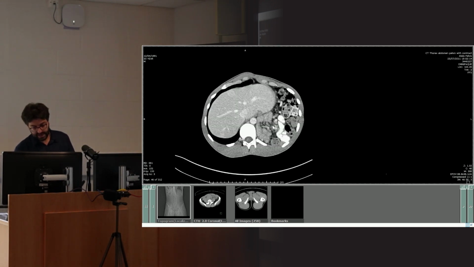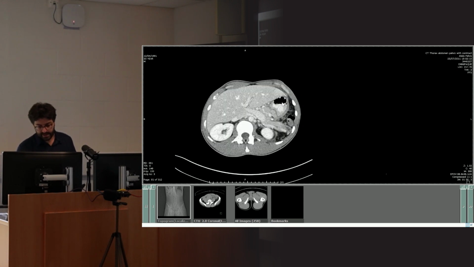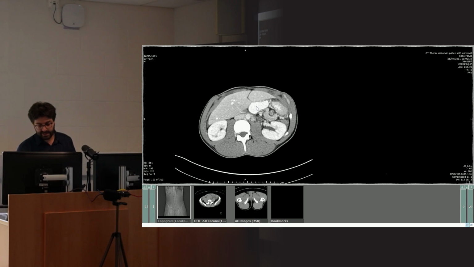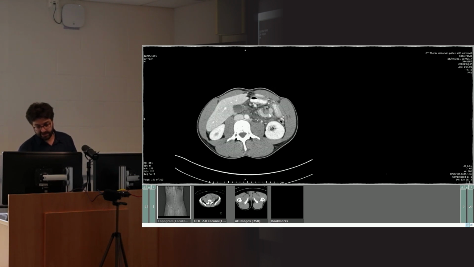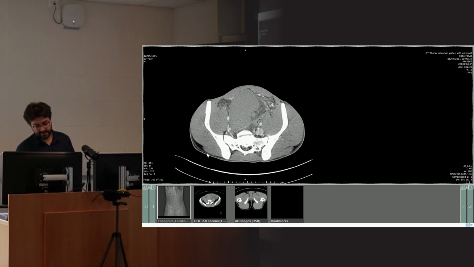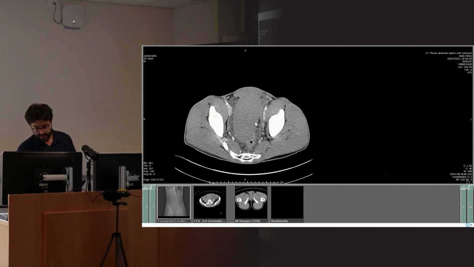So this is a portal phase through the abdomen. You can see all these bowel loops up here. You can see stomach here. You can see liver here. You can see kidneys here. And then you come down and you've got this rather curious swirl coming down here. And then you come down to here. And then what do you think this mass is?